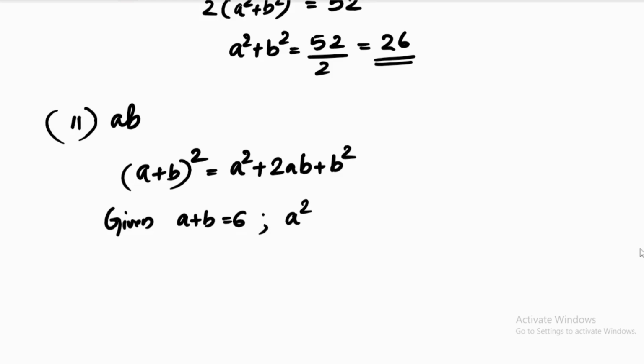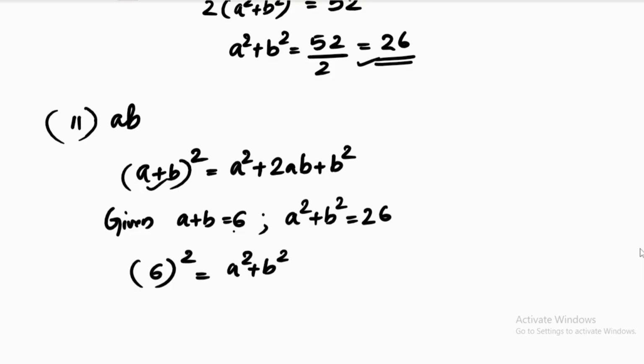Now we know a square plus b square also. What is a square plus b square? We have already found it as 26. Now simply substitute these values in the above equation. Instead of a plus b we have 6 square equal. Now we have a square plus b square plus 2ab. So again 6 square equal to a square plus b square, whose value is 26, plus 2ab.